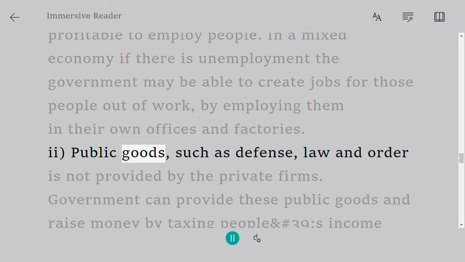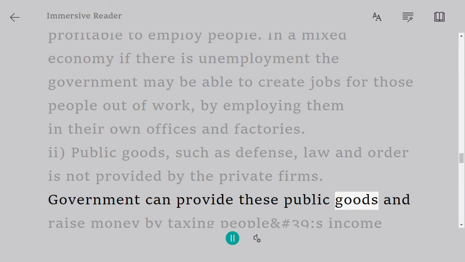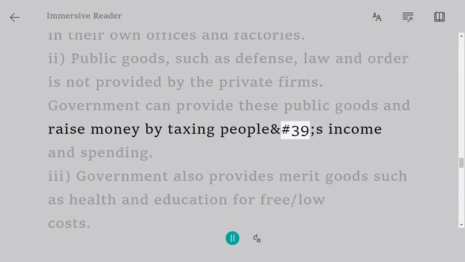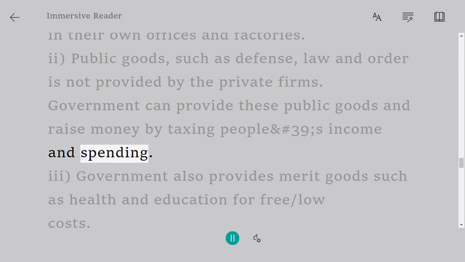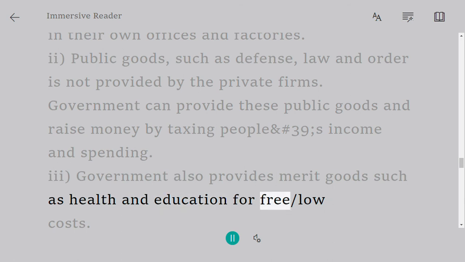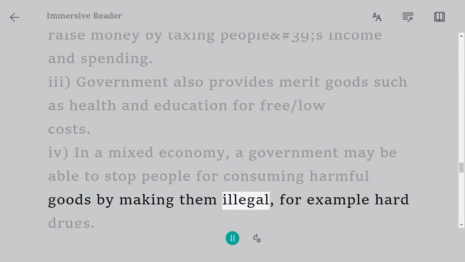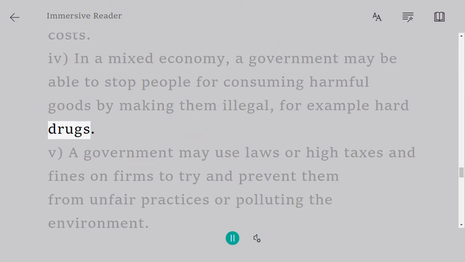2. Public goods, such as defense, law and order, are not provided by the private firms. Government can provide these public goods and raise money by taxing people's income and spending. 3. Government also provides merit goods such as health and education for free or at low cost. 4. In a mixed economy, a government may be able to stop people from consuming harmful goods by making them illegal, for example hard drugs.